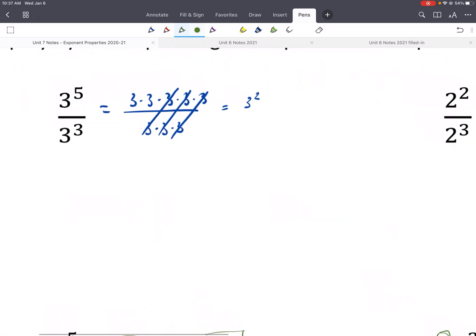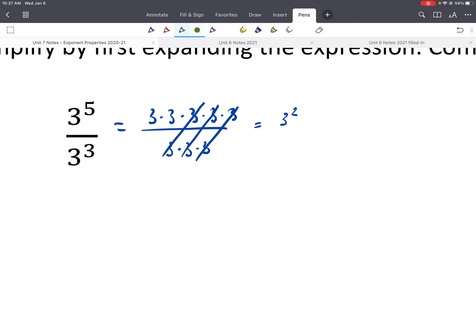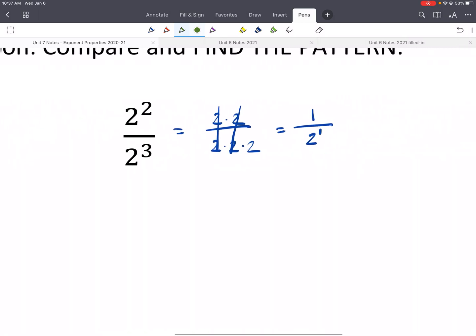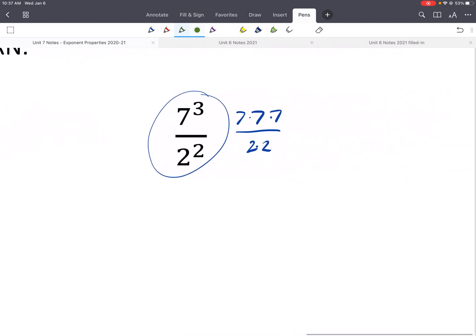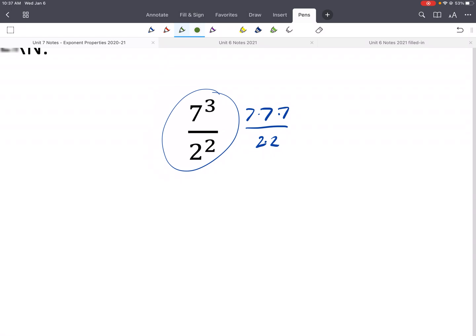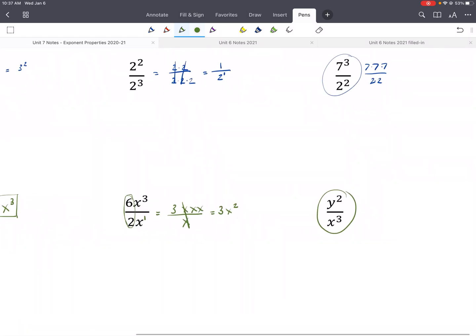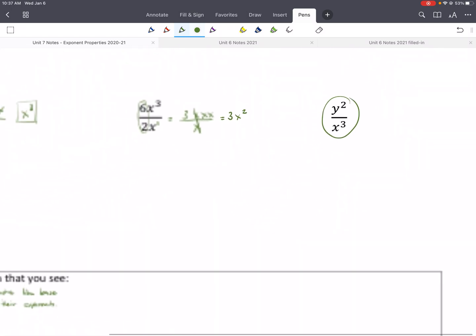Let's see if it works for these other ones too. 5 minus 3 is 2. 2 minus 3 is a negative 1, which means we'd need to bring it to the bottom and change its sign, which we did here. 3 minus 2, but wait, we can't because they're not the same. Their bases are not the same. Same as this one. We can't do that.